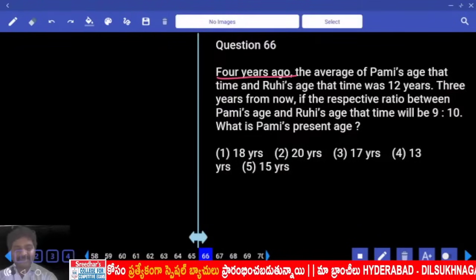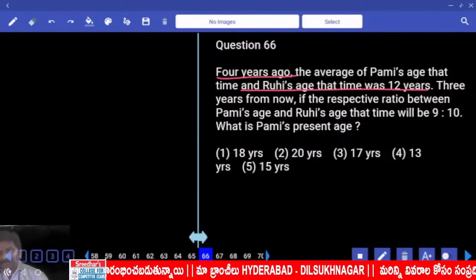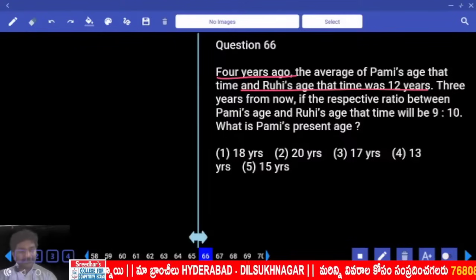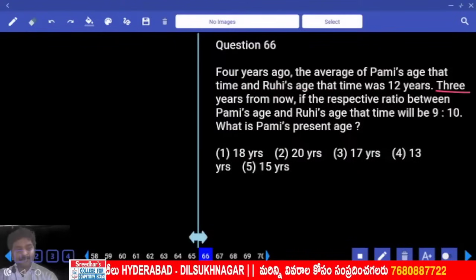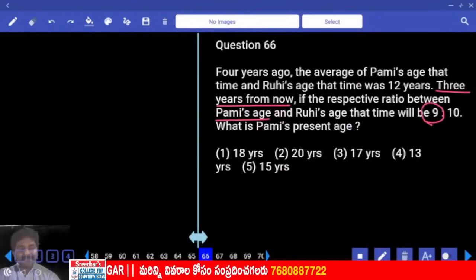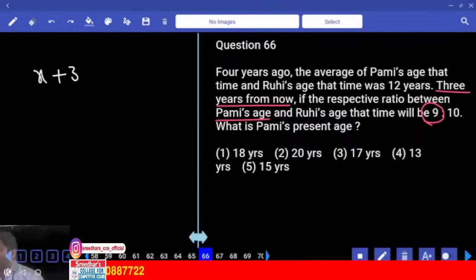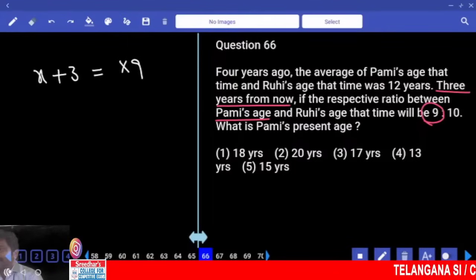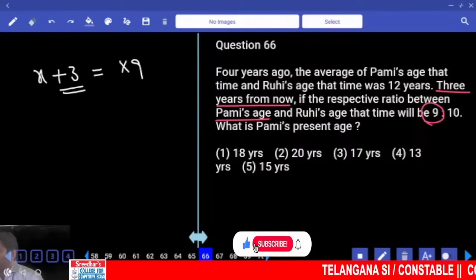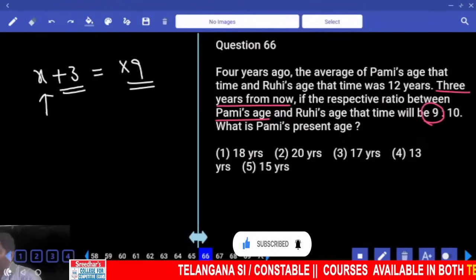Our first condition was about the average of their ages. From that you will get only the sum, so I don't want to consider that statement right now. The other statement says after 3 years, Pami's age will be how many parts? To the present age, if you add 3 years, you will get age after 3 years. That will be 9 parts, so it should be a 9 multiple. This is a 3 multiple, and the right hand side you can also treat as a 3 multiple. Then x must be a 3 multiple.